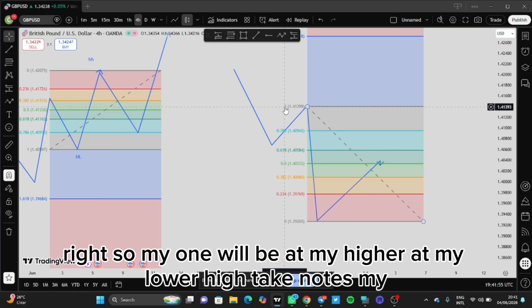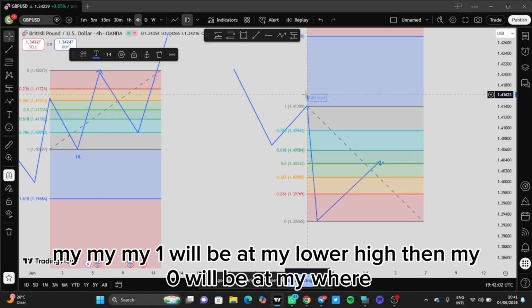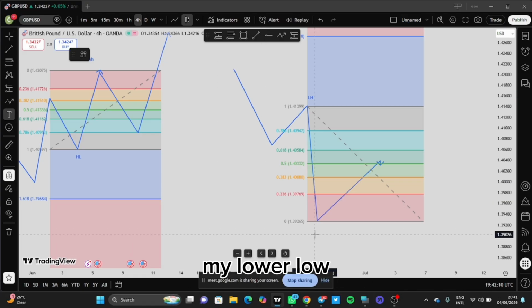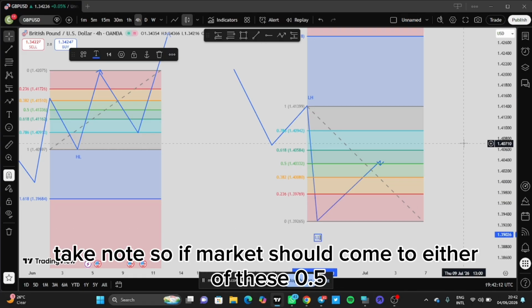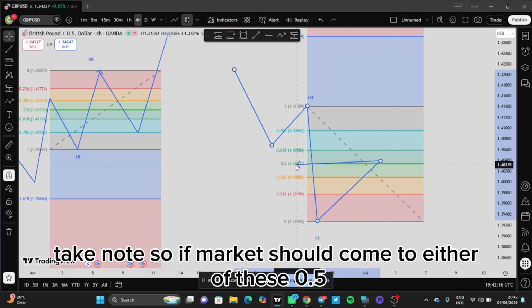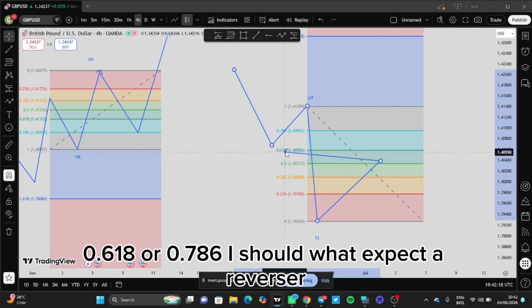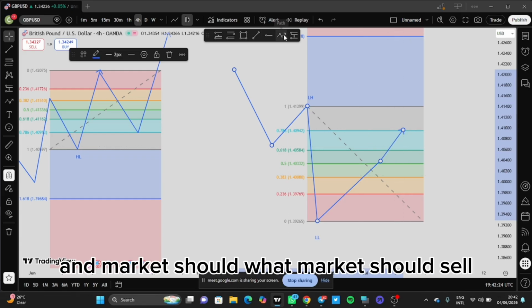Right? So since I want to turn it the other way, my 1 will be at my lower high. Take note, my 1 will be at my lower high. Then my 0 will be at my where? My lower low. Take note. So if the market should come to either of these 0.5, 0.618 or 0.786, I should what? Expect a reversal and the market should sell.